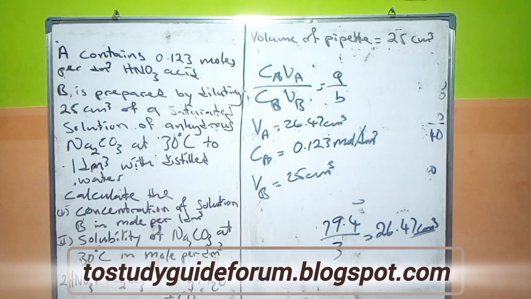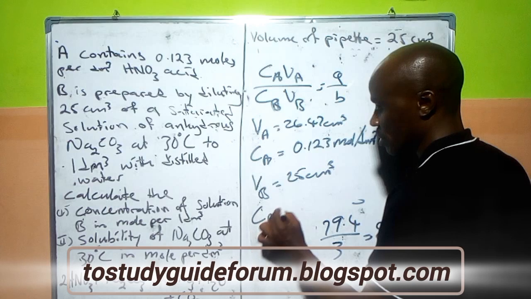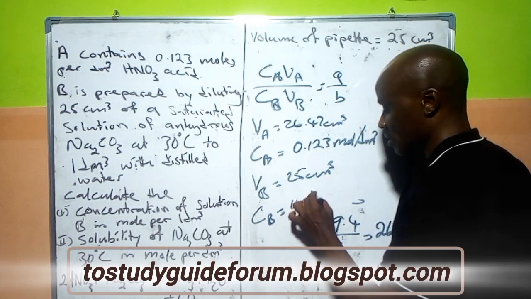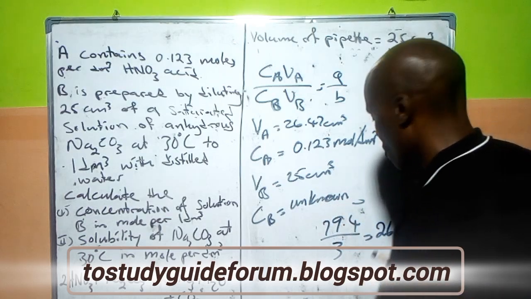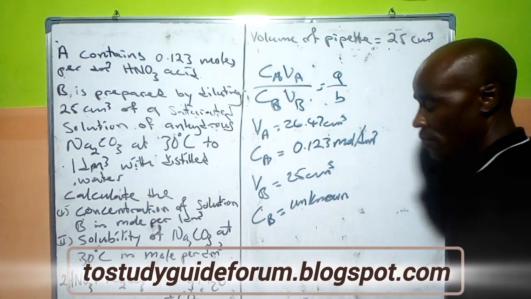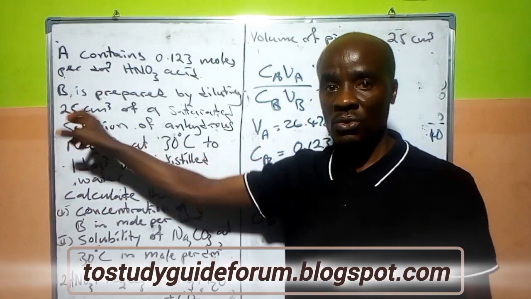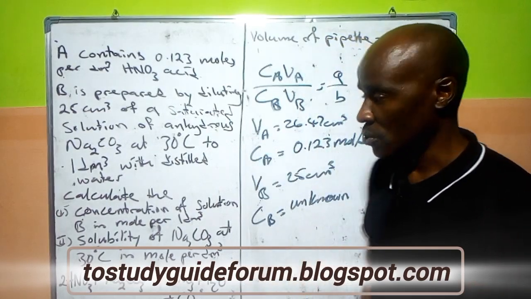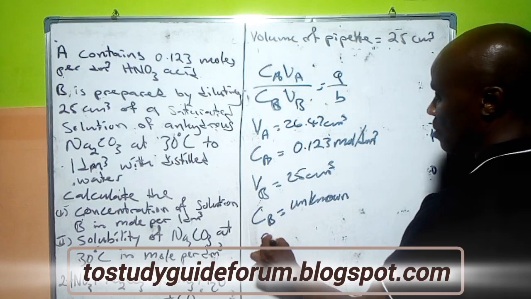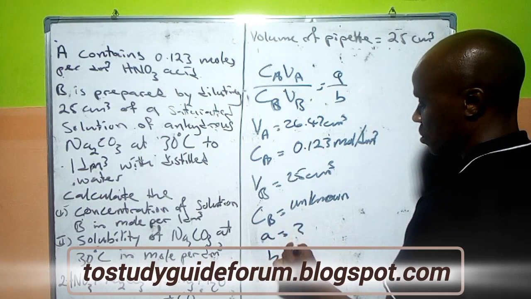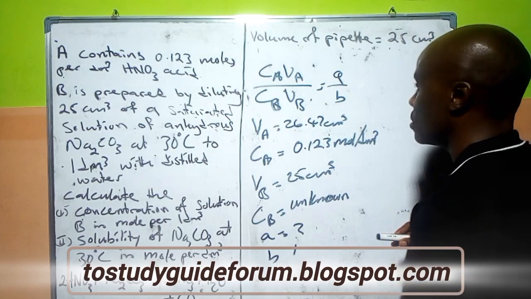So we are going to get the concentration of B, which we don't know. Remember, I told you something about this. Once you are able to calculate this, it means you have the maximum amount in moles that saturated 25 cm cube of that solution. So that's what we're going to look at now. Let's see how we're going to solve this problem. Our A here will then be 2, while our B will be 1.